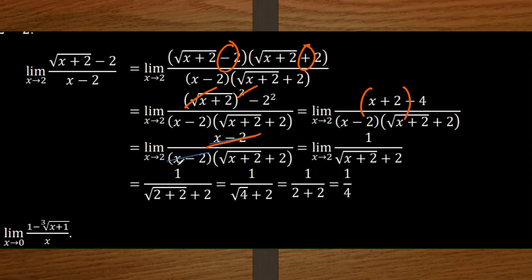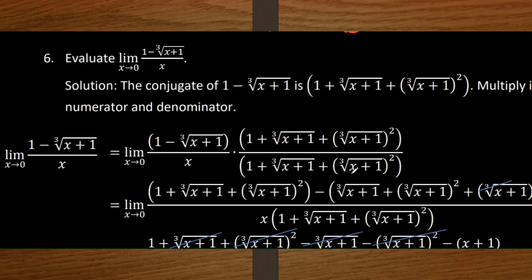We can now cancel the numerator and denominator x minus 2. So what is the difference? It is 1. So you have 1 over square root of x plus 2 as the final expression to be used. Now you let x be equal to 2. So you have 1 over square root of 2 plus 2, which will give you 1 divided by square root of 4, which is 2, plus 2 is 4. So the final answer will now be the fraction 1 over 4.